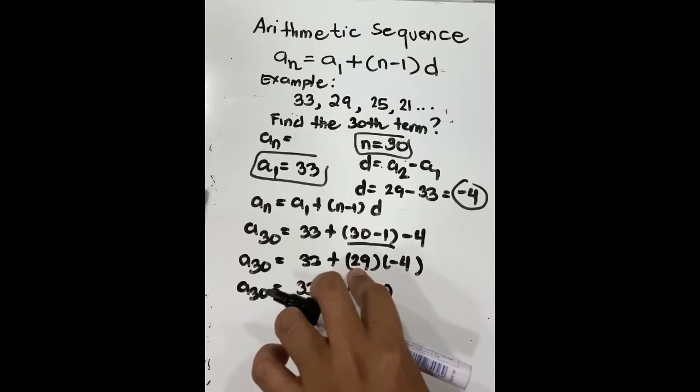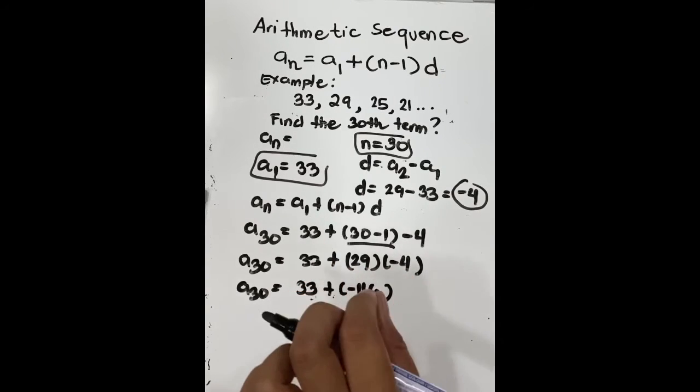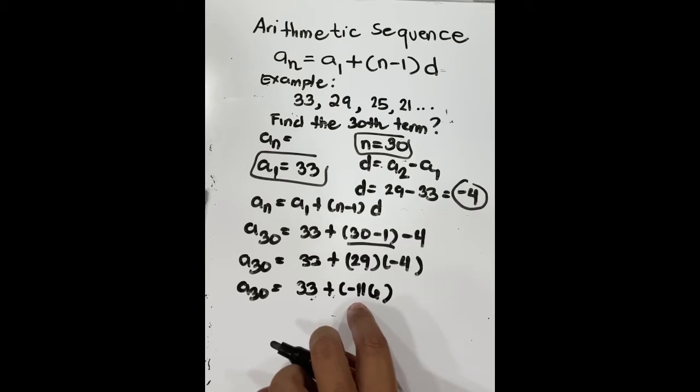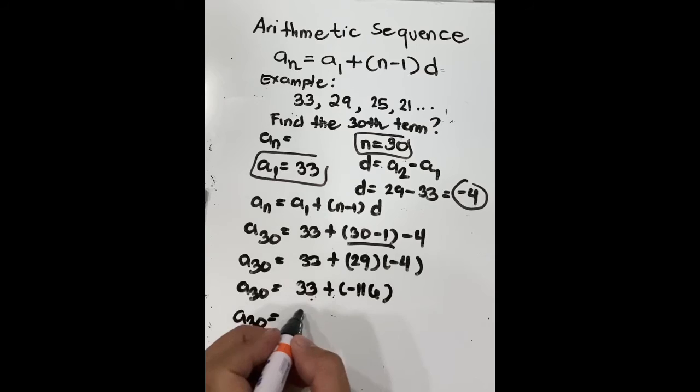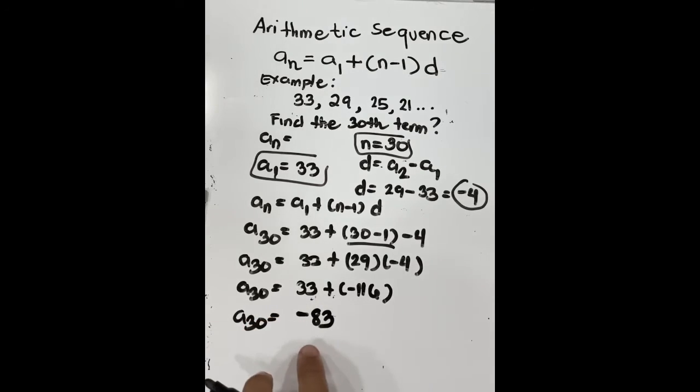So bakit negative? Because ito ay positive, ito ay negative. So pag pinag-multiply mo yan, the sign of the answer is negative. Remember the rules in the integers, or yung rules natin dun sa multiplication of integers. So after multiplying that one, we got negative 116. So simplify na natin. So 33 plus negative 116, that is negative 83. So meaning to say our 30th term is negative 83.